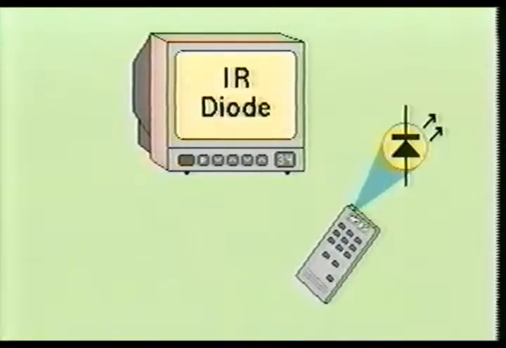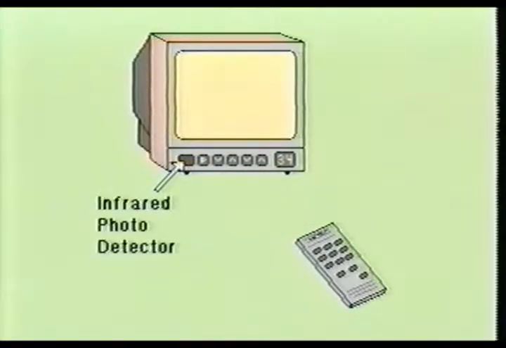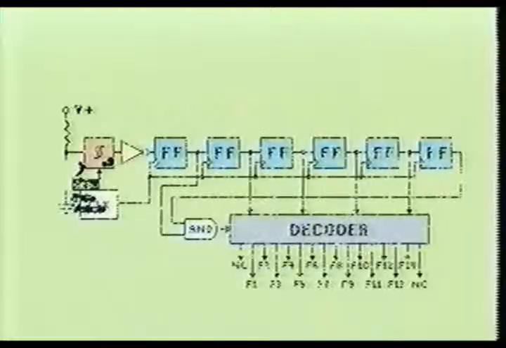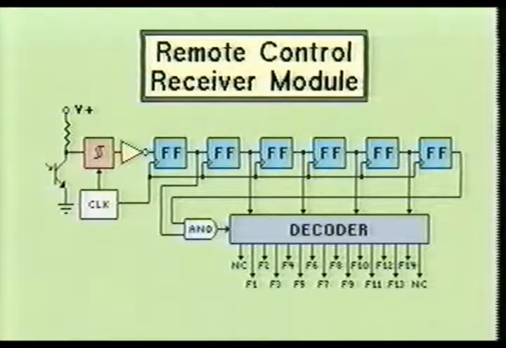As you may recall, the transmitter utilizes an infrared diode as the active light source. When the infrared signal reaches the infrared photodetector located on the front of the TV set, it will detect the IR signal and trigger the next stage of the remote control circuit. The photodetector itself may be either an infrared phototransistor or a PIN diode.